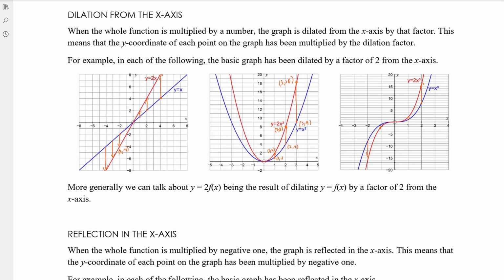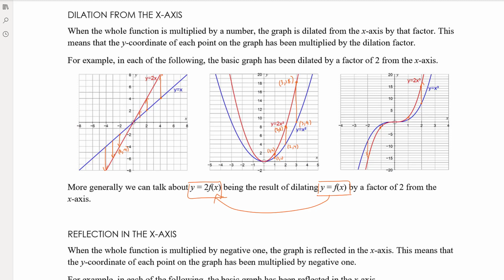So it's the same for y equals x, it's the same for y equals x squared, it's the same for y equals x cubed, it's the same for y equals f of x. If we draw the graph of y equals 2 times f of x, we have taken y equals f of x and we have doubled all the y-coordinates. We have stretched the graph, dilated the graph away from the x-axis by a factor of 2.